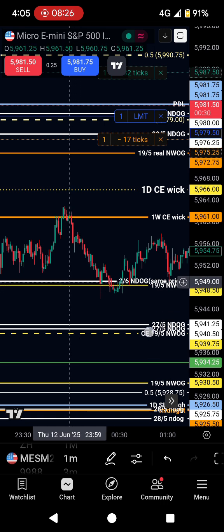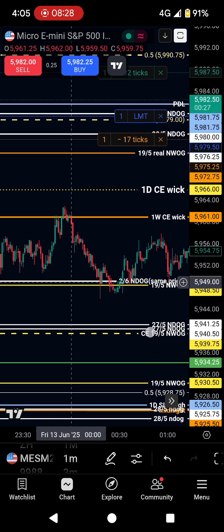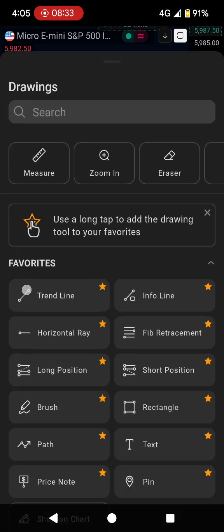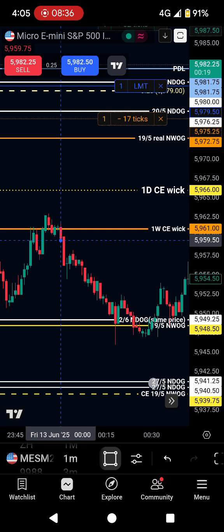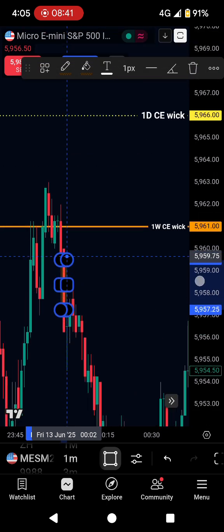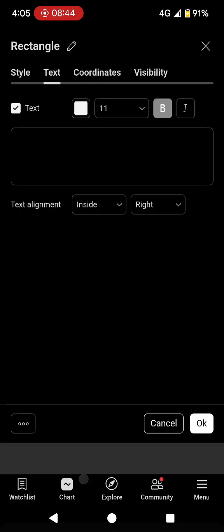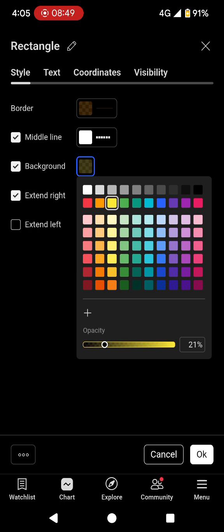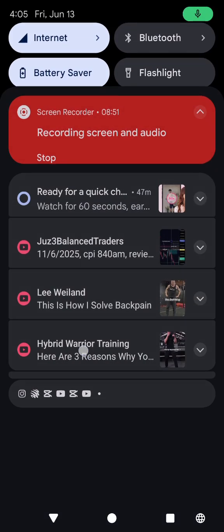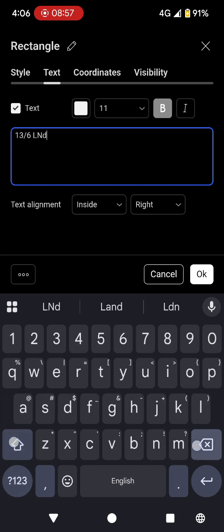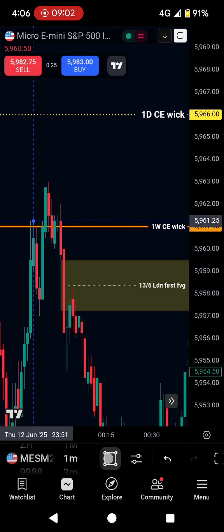Okay, so here is 12 midnight. Okay guys, again we have a beautiful first fair value gap in the 12 midnight. So I'm definitely gonna see this and see how we utilize this. Okay, see, this is a very beautiful fair value gap right here. So we're gonna extend it out. Styles, extend to right. I change to yellow. And text output: today's is 13 June, London first fair value gap. So this will be influential.